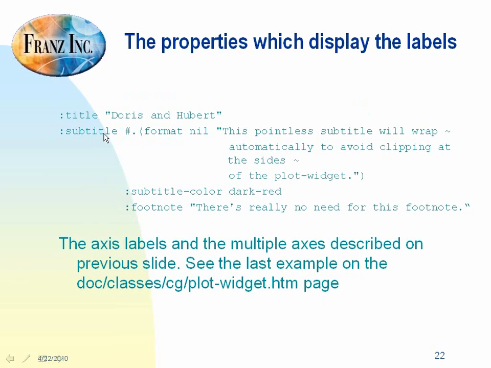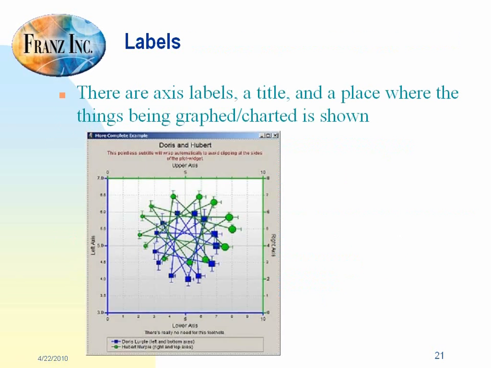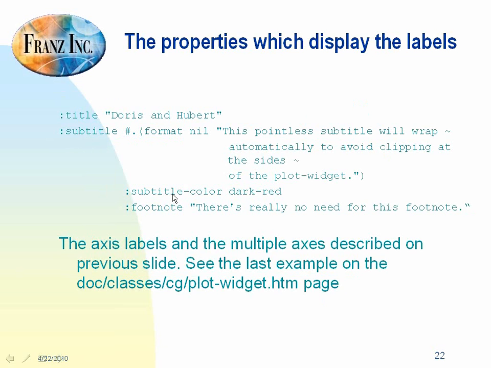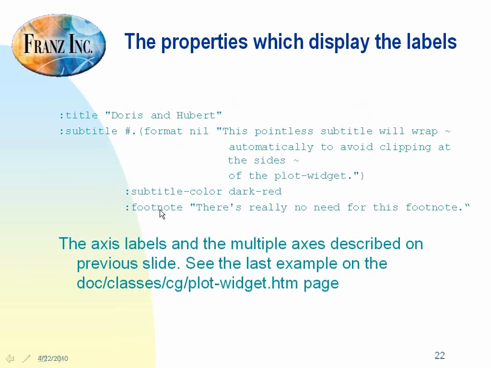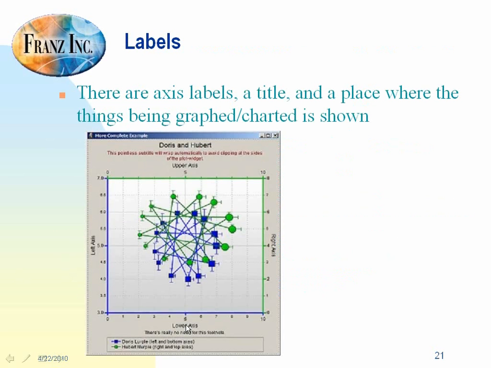There's a subtitle argument, and notice it's a format statement with those little tildes, meaning that this should all be printed on one line. There's no format directive to say put in a carriage return or a line feed or a line break, but nonetheless it does the line breaks automatically when the text does not fit. There's a subtitle color, so the subtitle appears in red, and there's a footnote, and the footnote appears down here. So you have 3 fields where you can put text, and you can put the text you want in those.